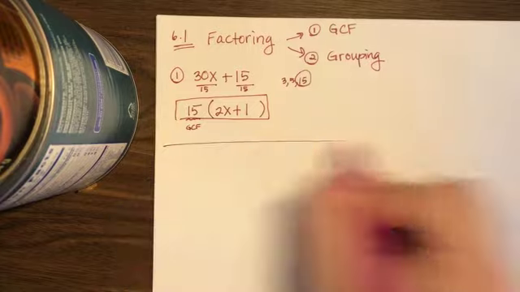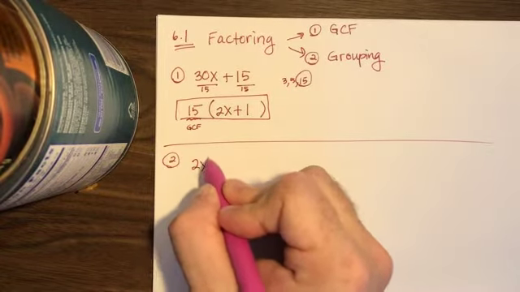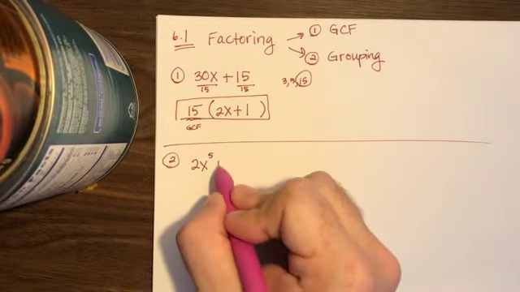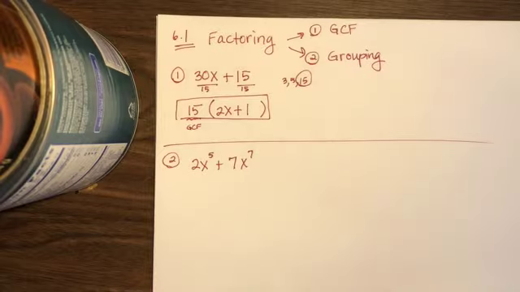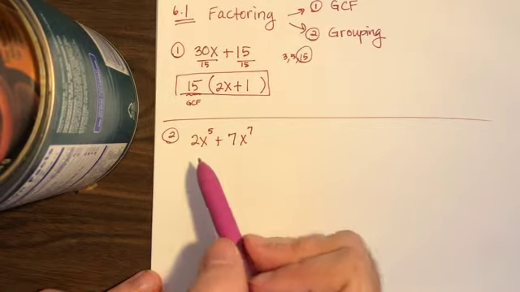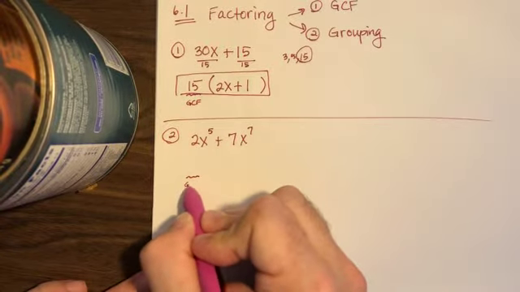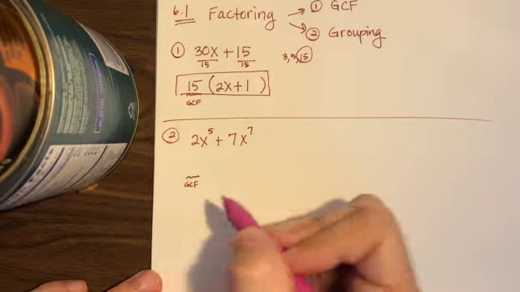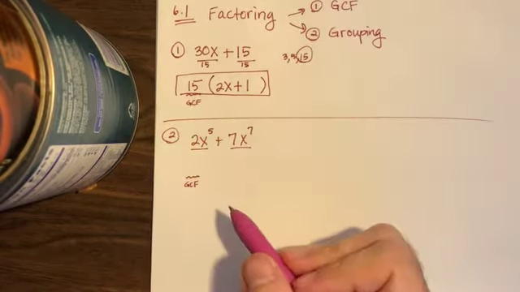Okay? Let's do that again. Here's a problem where they have an x in common, but they don't have a number in common. 2 and 7, they don't have anything in common. So there is no number in our GCF. And you don't have to write this little GCF thing here. I just like to sometimes. I didn't underline. Oops. Okay.